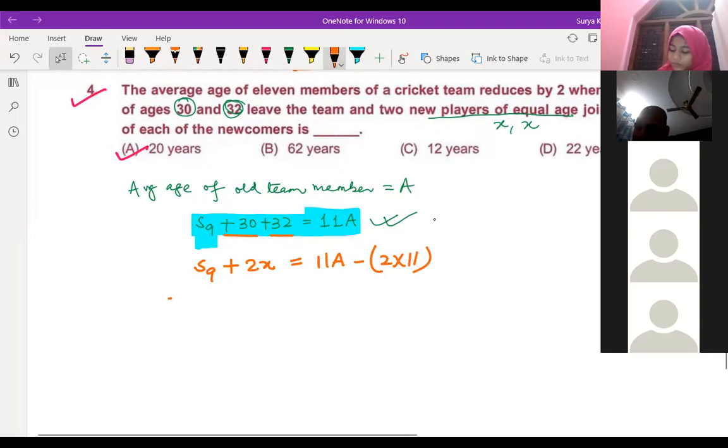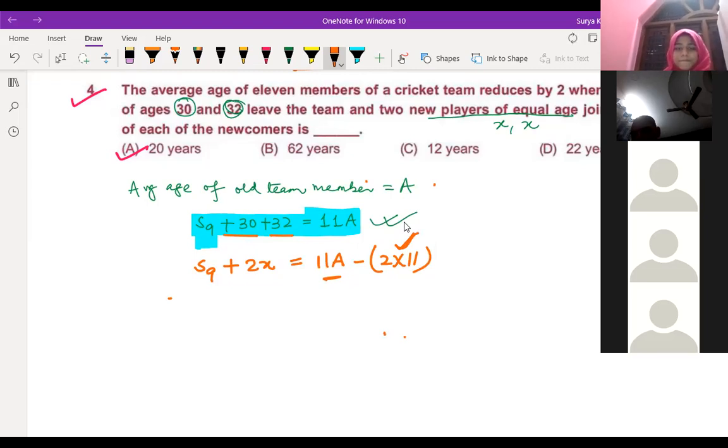S9 as it is, you write plus 2X. Means the total average is reduced by how much? Reduced by 2. So 2 should be subtracted from every member, right? It's clear? 2 should be subtracted from where? Every member. Sir, the total average decreases by 2, so why will you subtract it? Sir, I did not understand.